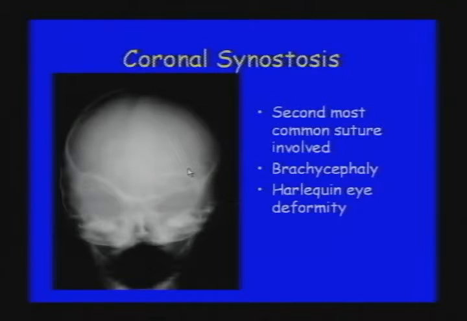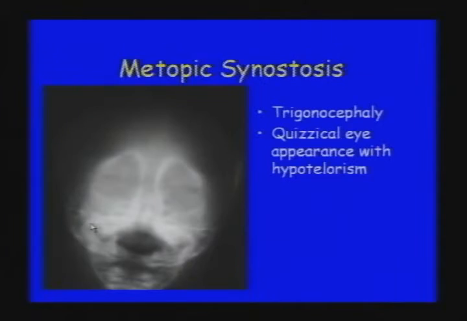Coronal synostosis is the second most common craniosynostosis, and the harlequin eye deformity, where the suture is tethered here so the eye can't grow in its normal shape, so it's sort of held up right there, is the clinical feature that you'll see on your skull films. And they also have a short head from front to back because the suture is closed and they can't grow front to back, so they grow side to side instead.